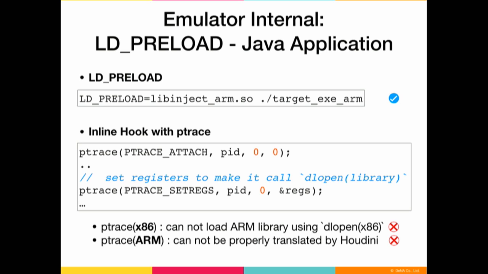In this case, it is easy to inject your ARM library into the target process using LD_PRELOAD and perform hooking from your injected library. However, another popular inline hooking technique using ptrace doesn't work. If you try to call the x86 version's ptrace, you won't make it work directly, because you can't call the x86 version's dlopen to open an ARM library. Maybe you want to try to run an ARM version's ptrace so that you can call the ARM version's dlopen, but this doesn't work either, because ptrace is not fully translated by Houdini.